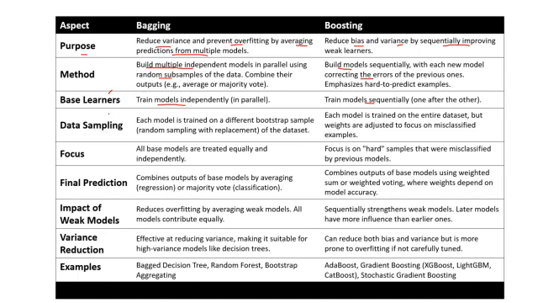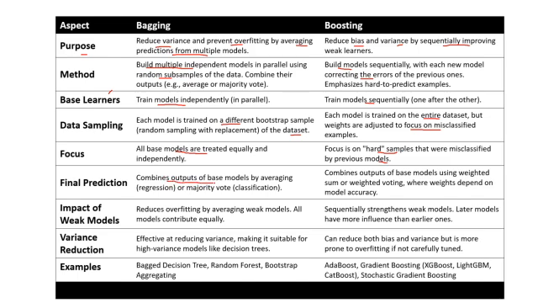When it comes to data sampling, in bagging they are trained on different bootstrap samples of the data set, whereas in boosting they are trained on the entire data set, and the weights are adjusted to focus on misclassified examples. In case of bagging, the base models are all treated equally and independently, whereas boosting puts the focus on hard samples which were misclassified by the previous models.